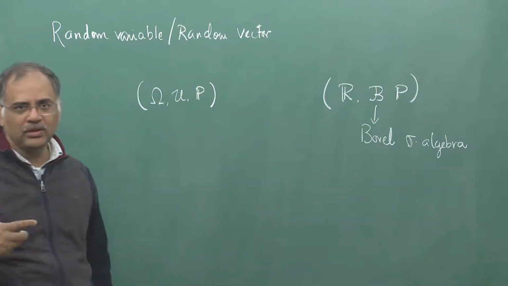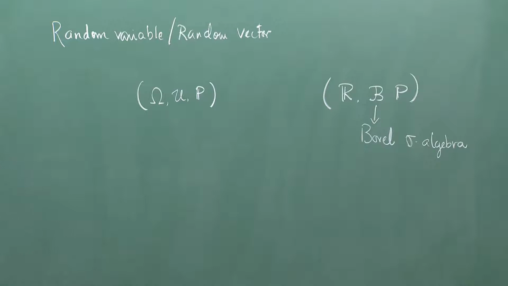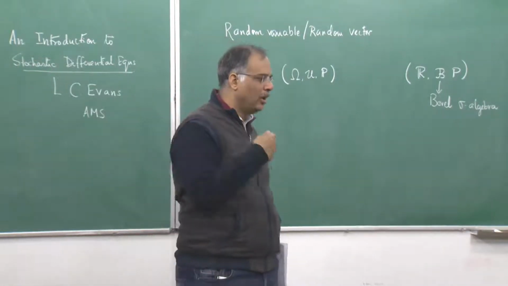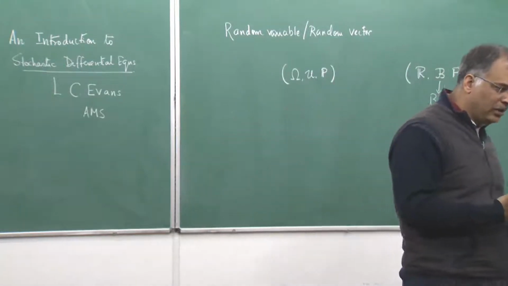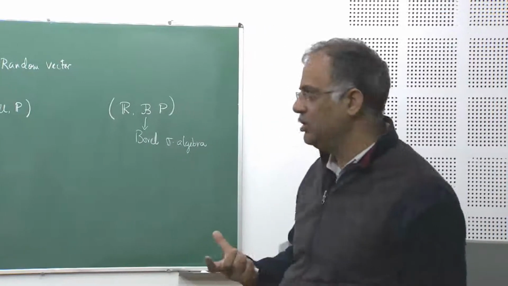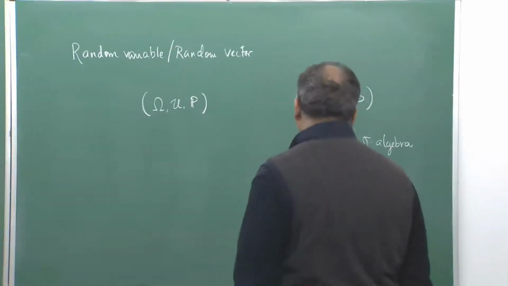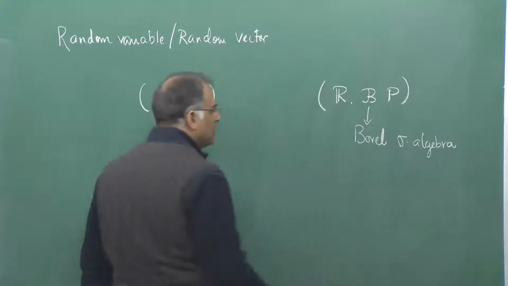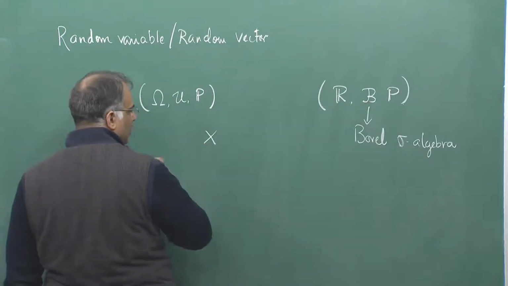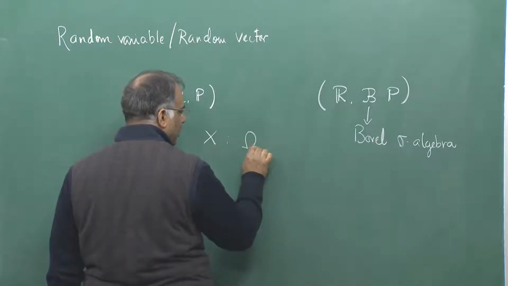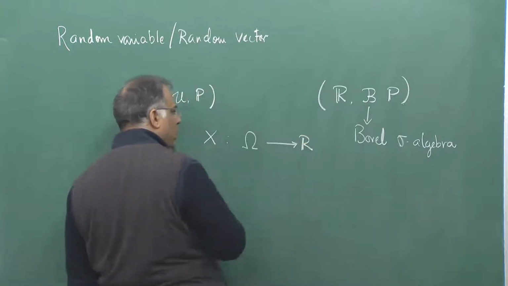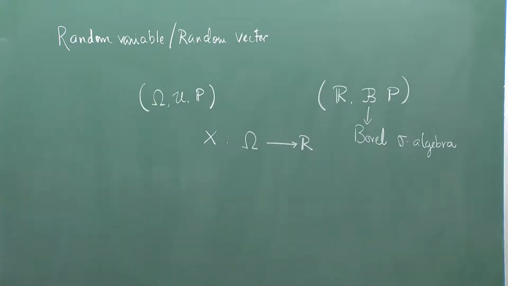Essentially, a random variable is a way in which the outcome of a random experiment is translated into a number, and an event is translated into an interval. That is the essential idea. So, interval or union of intervals. So, X is called a random variable if it is a mapping from omega to R, but with the following property.